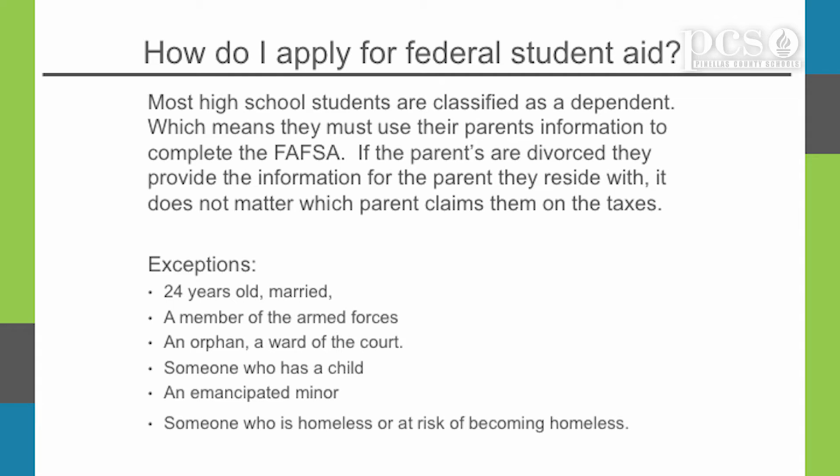There are some exceptions, though, where you would not be classified as a dependent student. Rather, you would be classified as an independent student and you would not use your parents' information. These exceptions are being 24 years of age, being married, you are a member of the armed forces, you're an orphan or ward of the court, someone who has a child, you're an emancipated minor, or you're homeless or at risk of becoming homeless.